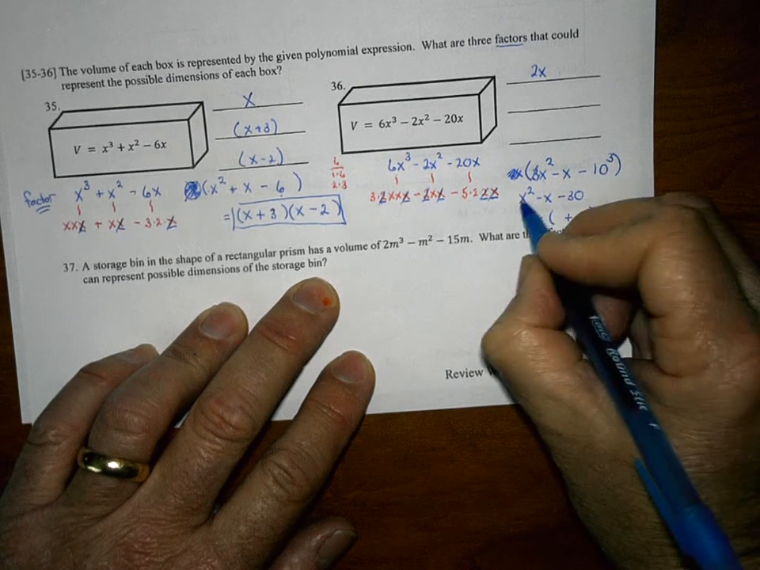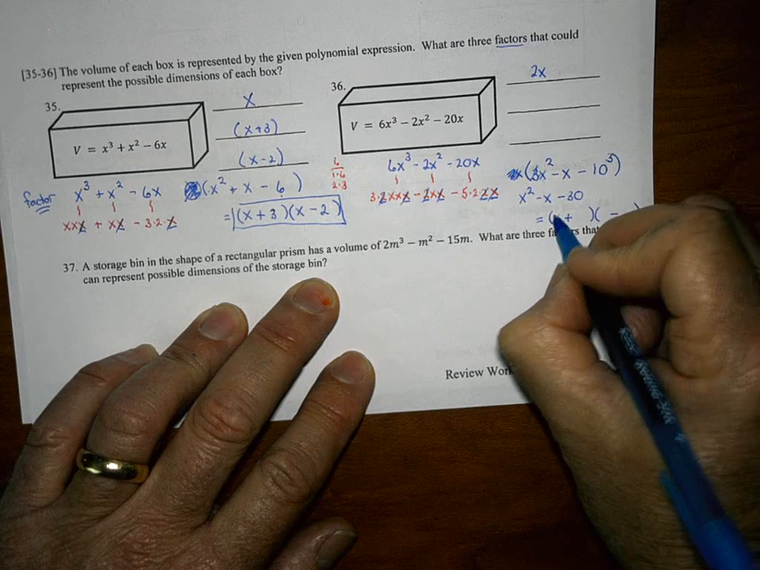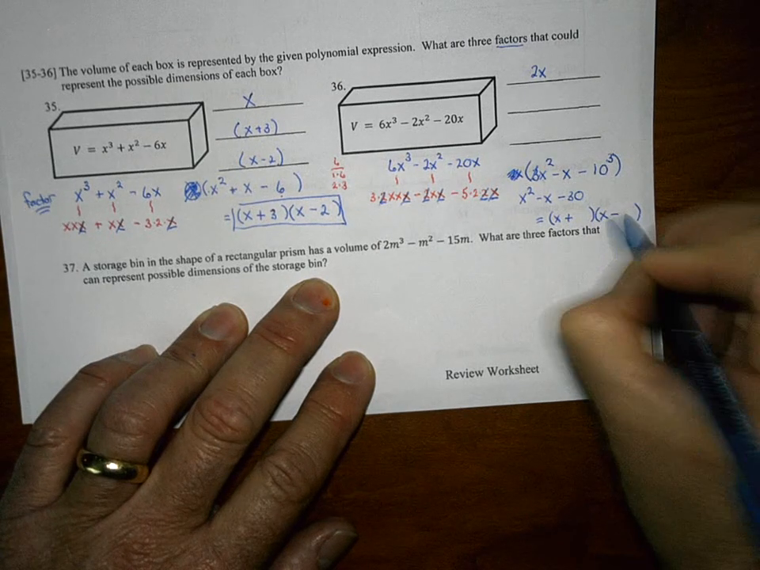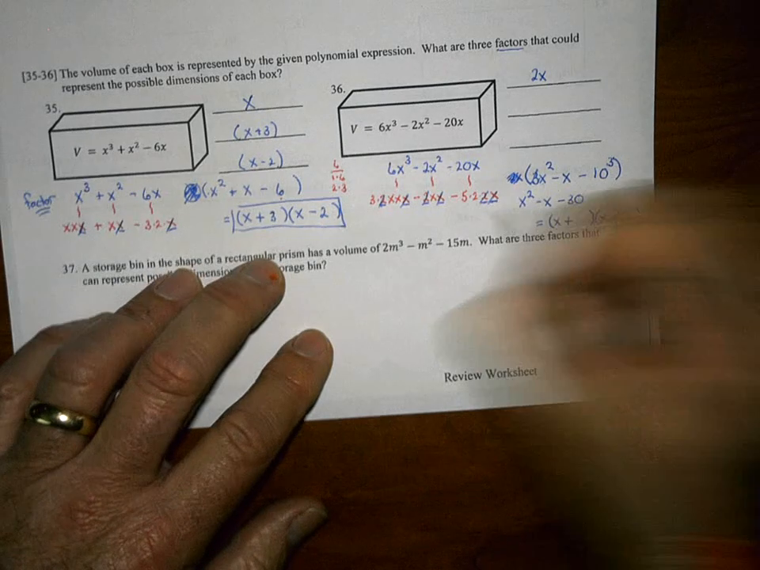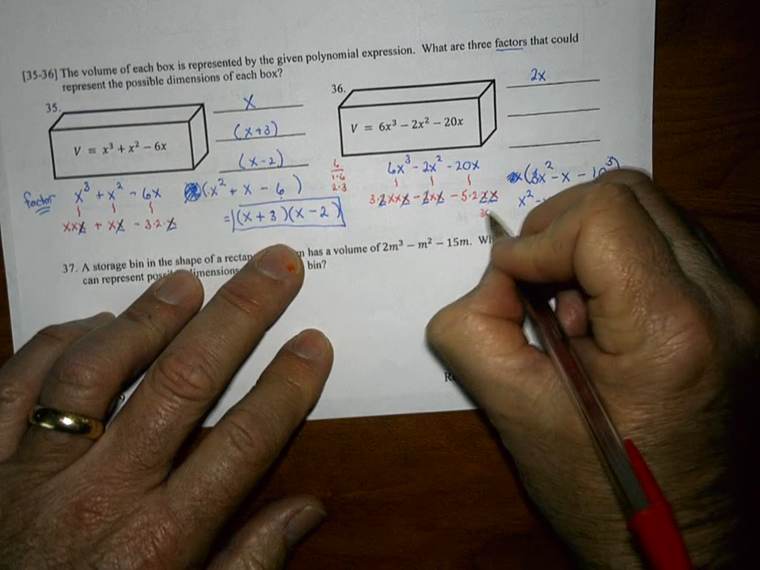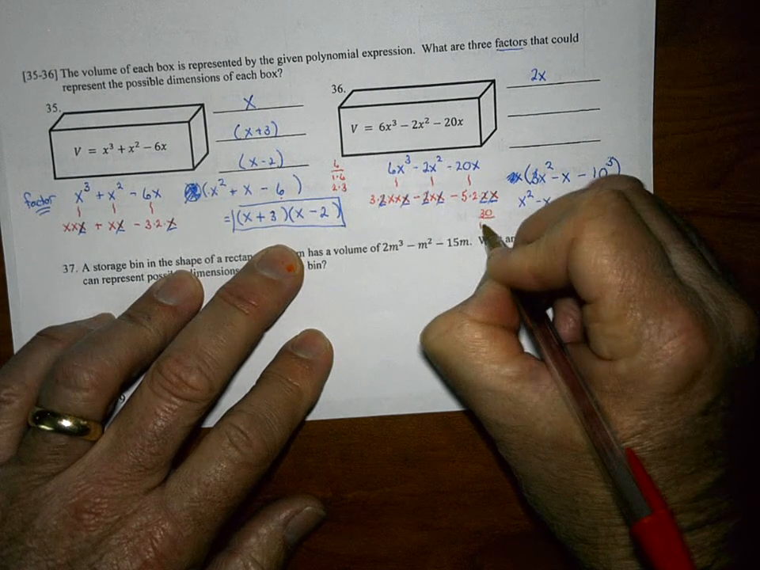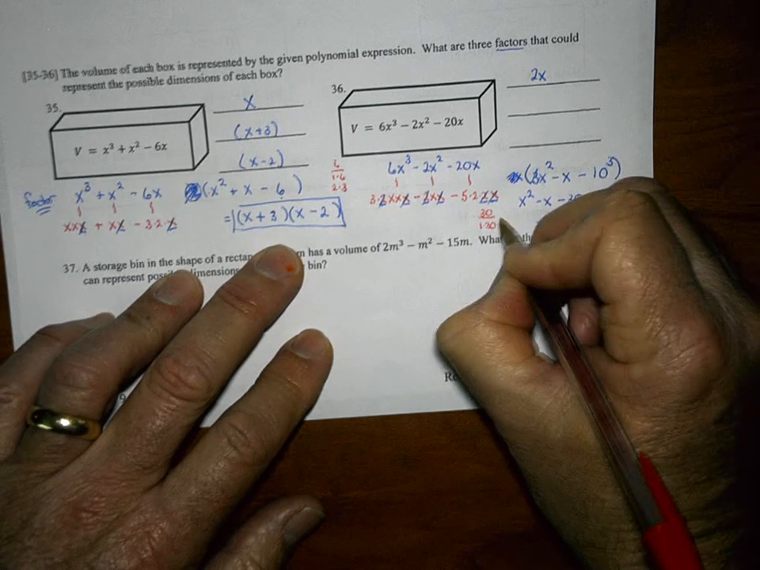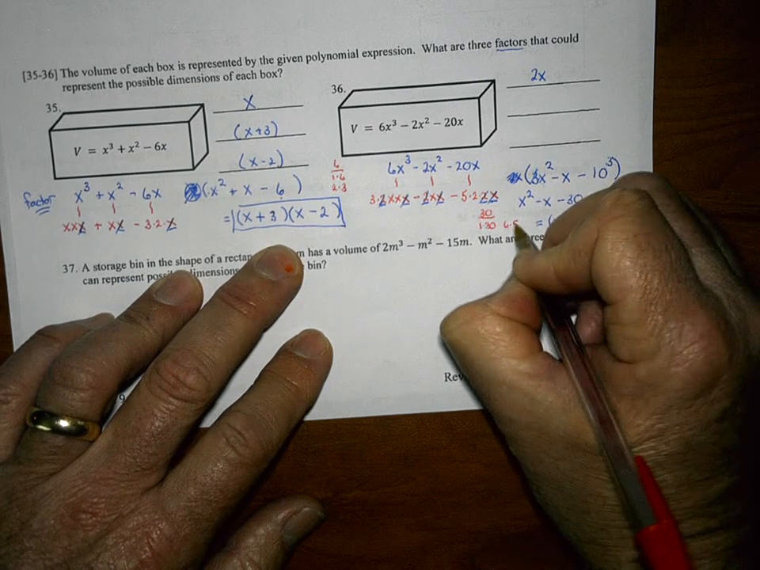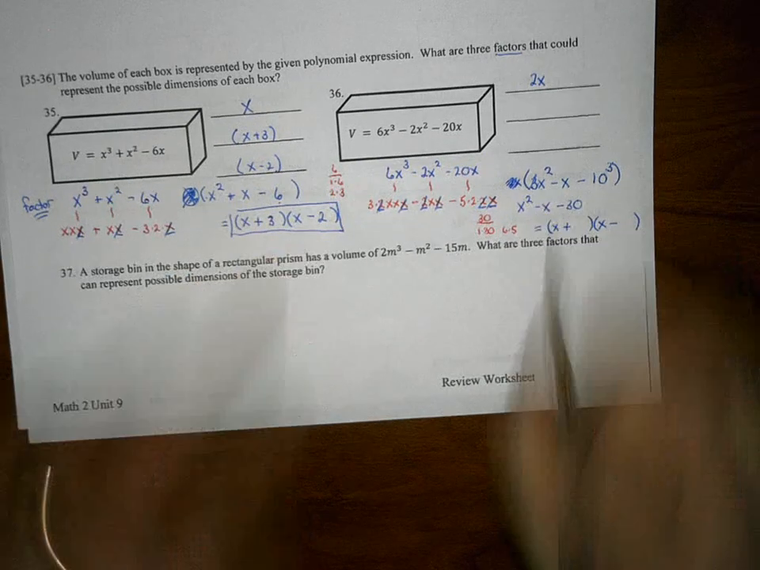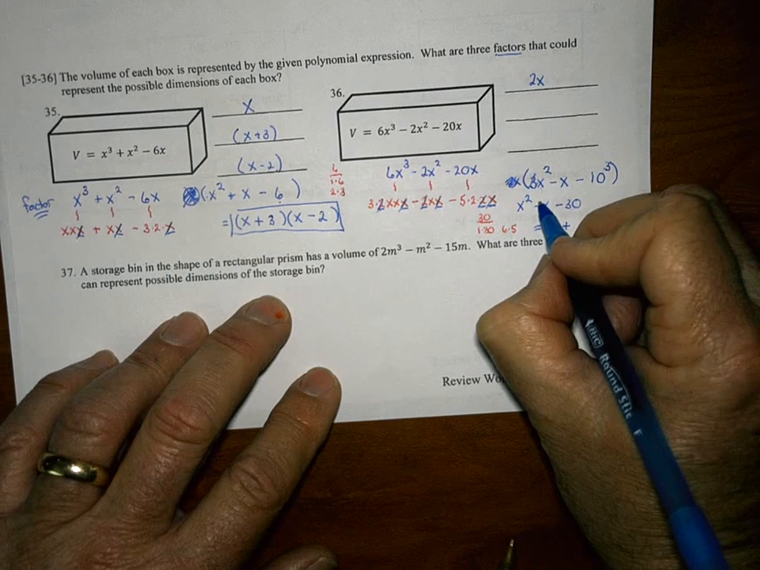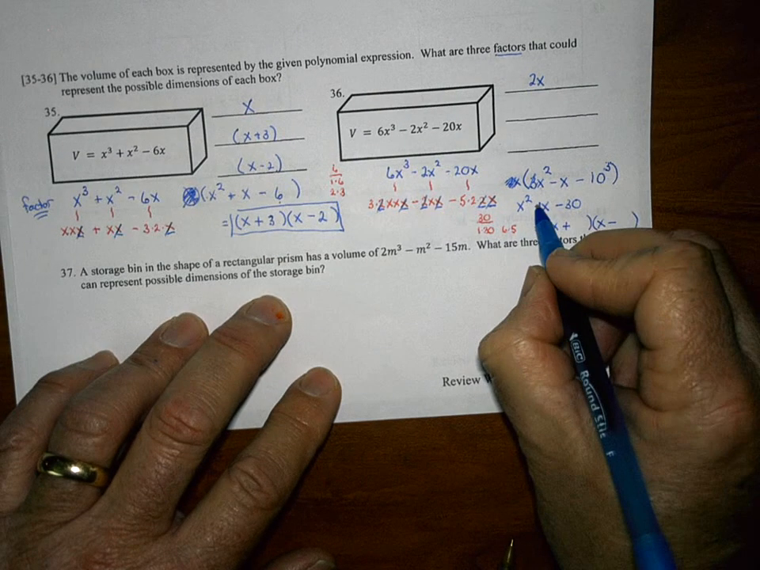The leading term is going to be x and x, and then I'm going to take this last number, 30, and I'm going to write down all the pairs that make 30. 1 times 30, 6 times 5, and I can stop right there because I'm looking for which pair can be put together to make a 1 or a minus 1. Well, it has to be 6 times 5.